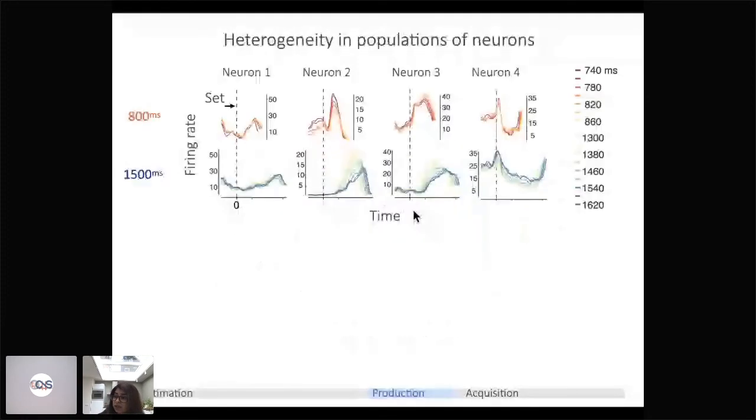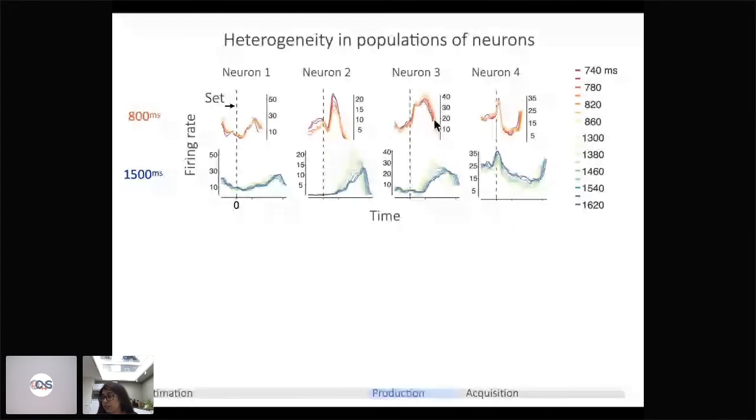And here you see four examples from that data set of four different neurons. And you see that they're highly nonlinear, they're heterogeneous. What I've done is keep the y-axis exactly the same. I've just separated the activity of the neuron into the short condition on top and the long condition, the longer interval, at the bottom. And what you see is a feature that we see generally across the data set.